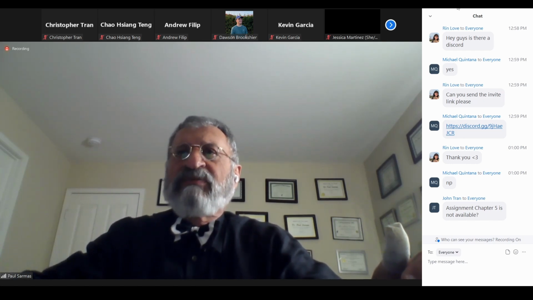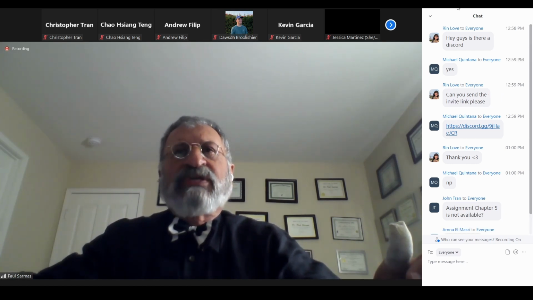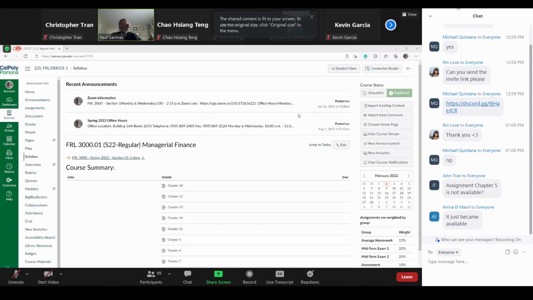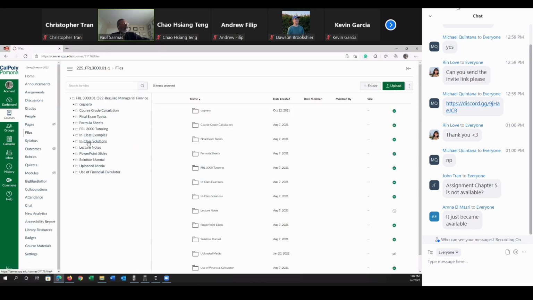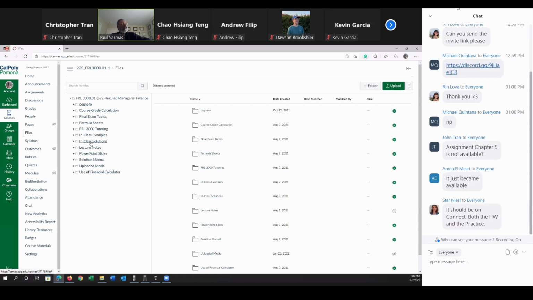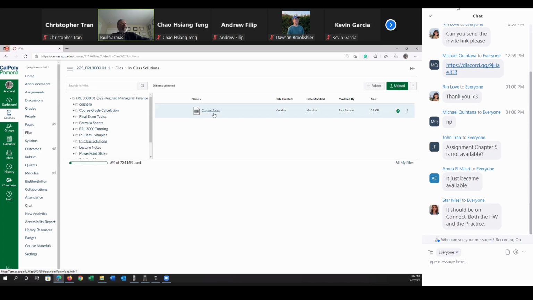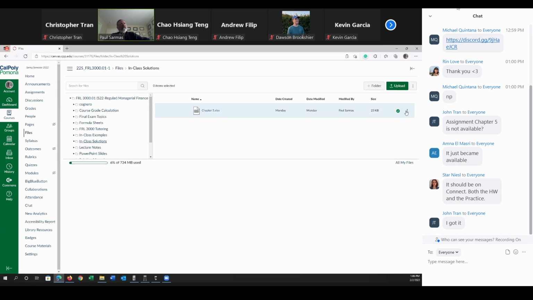Let me share my screen so you can see, hopefully, my canvas. You go to files. When you go to files, there is a folder called in-class solution. Click on that link, and it will give you only one file, called chapter 5. Download it. Go to the 3 dots and download the file. This is the example I will work on.